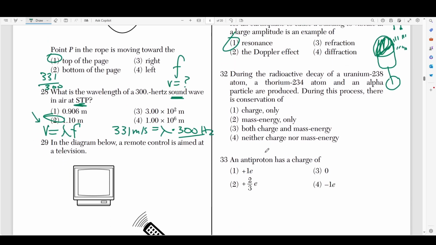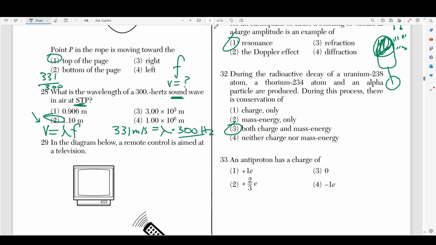32 says, during the radioactive decay of uranium-238, a thorium-234 atom and an alpha particle are produced. During this process, there is a conservation of both charge and mass energy. The world will always conserve charge and mass energy. Right here, what was conserved? Charge was conserved because an alpha particle was produced. Mass energy was also conserved because uranium didn't decompose into thin air. It decomposed into another object that also has mass.